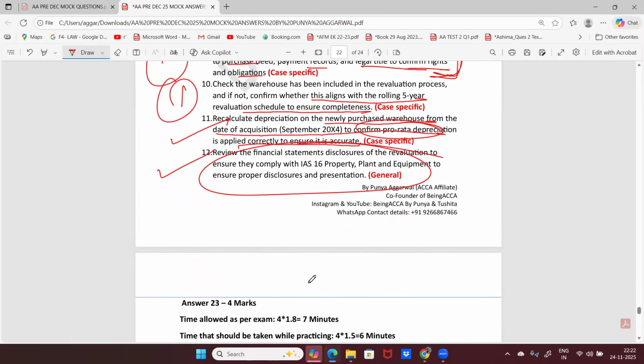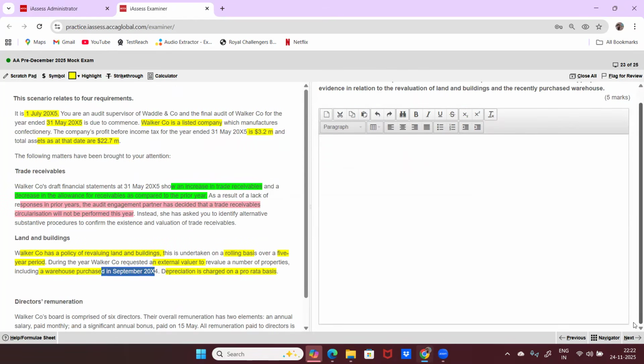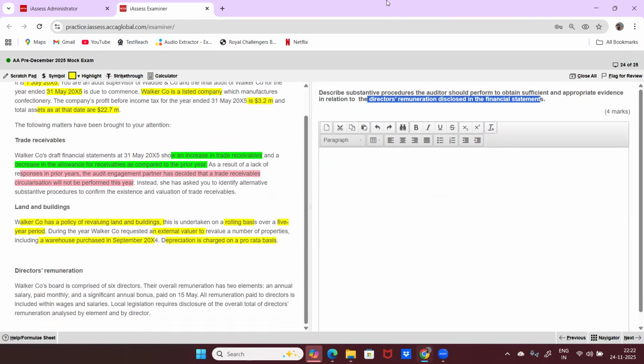Let's move to the next one now. Question number 24. All right. Now it is asking for director's remuneration disclosed in the financial statements. It's a 4-marker question. Let's read the case study first. Director's remuneration.